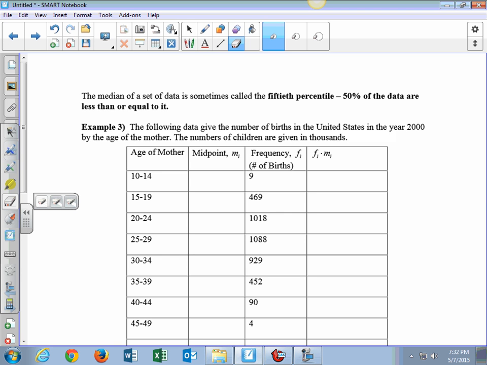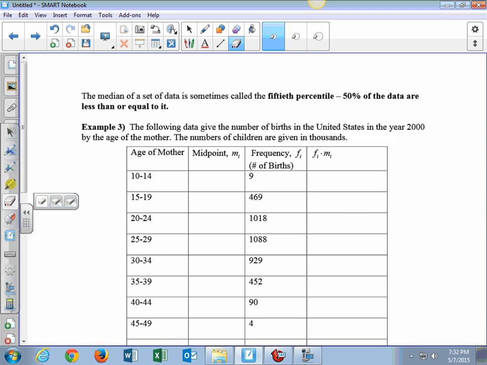It says the median of a set of data is sometimes called the 50th percentile. So that means 50% of the data are less than or equal to it. So when we talk about percentile, we're talking about the amount of data that is less than or equal to that particular number. Okay, that was a nice little fun fact thrown in there. Okay, so here we go, example 3. The following data give the number of births in the United States in the year 2000 by the age of the mother. The numbers of children are given in thousands.